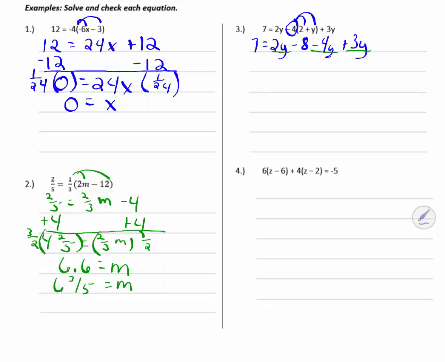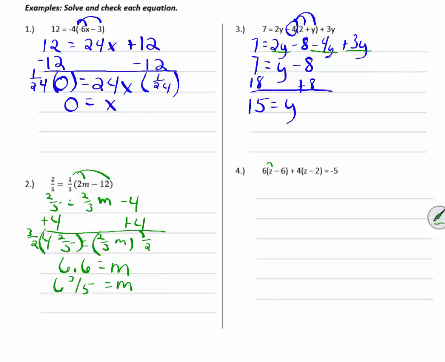So I'm going to copy down my 7. So 2 minus 4 is -2, plus 3 is 1, so that's just y. And then we keep the -8. If you chose to write it as 1y, that would be okay as well. We're going to add 8 to both sides. So 15 equals y. No coefficient to get rid of because it's a 1. Excellent.